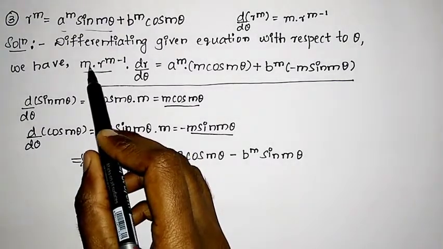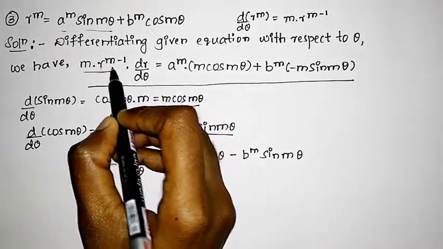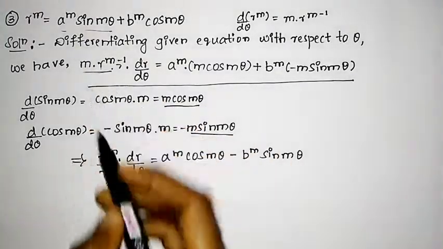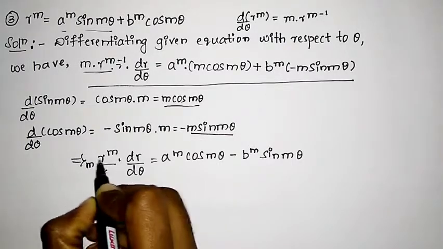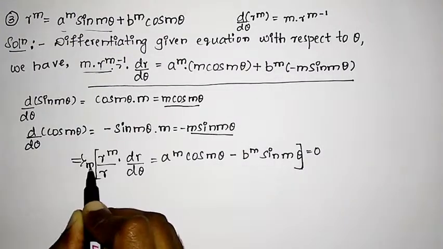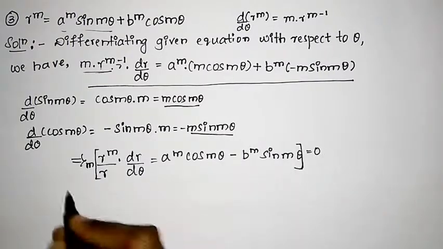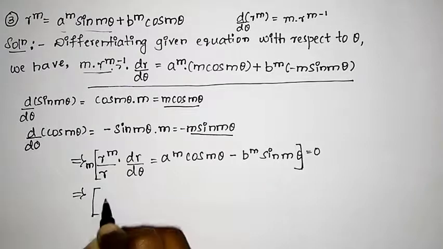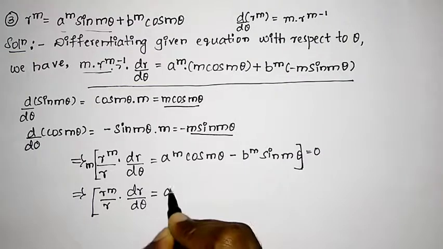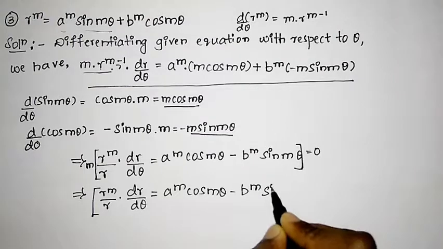We have eliminated this m because here we have m minus 1. So it is nothing but r raised to m into r raised to minus 1. Therefore we have written it as r raised to m divided by r, and we have taken m common. On the LHS we have m into the expression, and the m is common on both sides. So we can write this equation in the form of r raised to m divided by r into dr upon d theta is equal to a raised to m into cos m theta minus b raised to m into sin m theta.